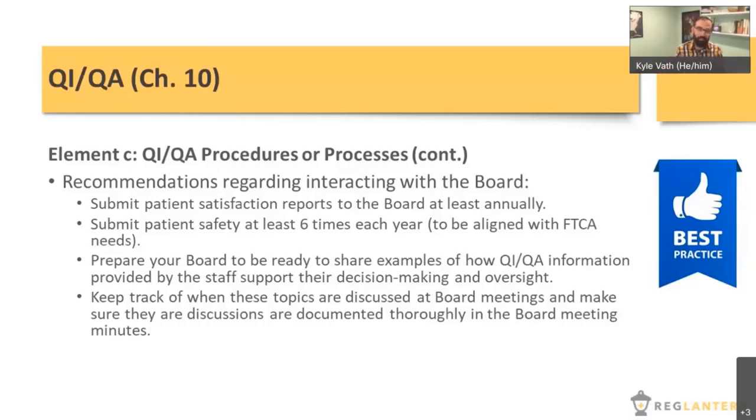A few things about recommendations when you interact with the board. At least submit those patient satisfaction results at least annually. I recommend you do patient safety and patient quality at least 6 times a year. The reason is that it will ask in your FTCA application, if you're FTCA deemed, for 6 examples of when you've talked about quality in your board meetings. So that will set you up for that, but it's not specifically required.